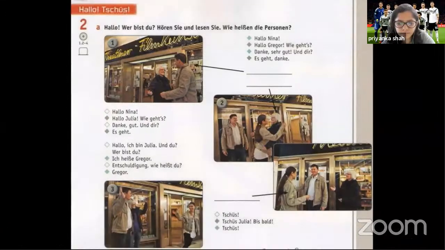Drei. Tschüss. Tschüss, Julia. Bis bald. Tschüss.